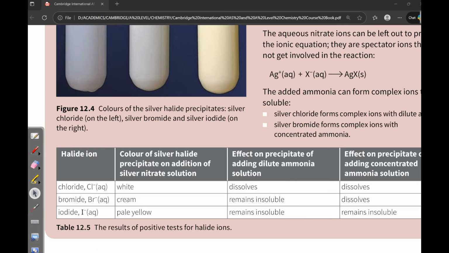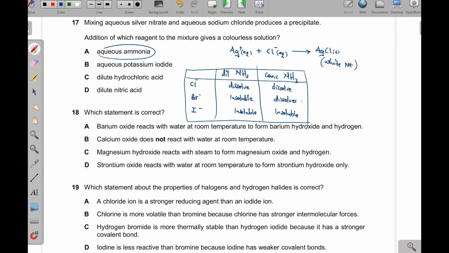Sorry, we have this. So when you look at a chloride ion, color of the silver halide, so it's white precipitate. Then when you put it in dilute ammonia, it dissolves. Even here it also dissolves in concentrated. Okay, then the bromide is insoluble in dilute and then dissolves in concentrated. Iodide remains insoluble. You see? So that implies that when we go back here, our answer has to be aqueous what? Ammonia. As simple as that.